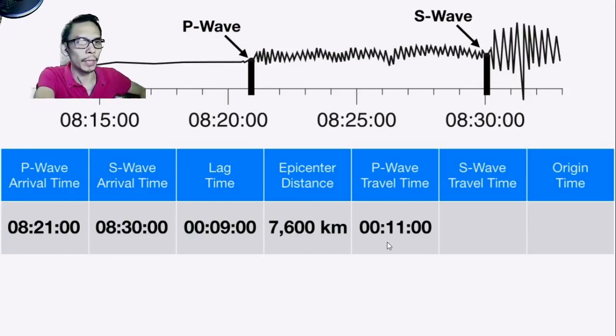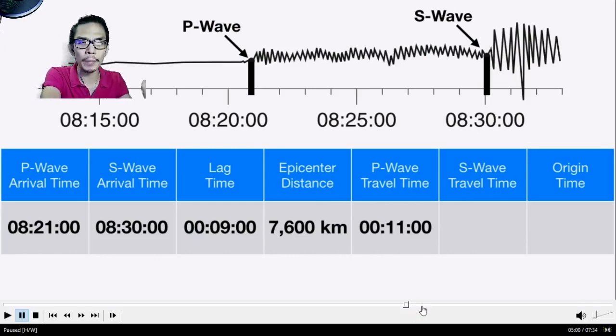Okay, so what does this one mean? It tells us that the P-wave travels for around 11 minutes starting from the source of the earthquake. Alright? So the P-wave traveled from the epicenter to the location of the seismograph in around 11 minutes. Alright? So, next one. How do we find the S-wave travel time?